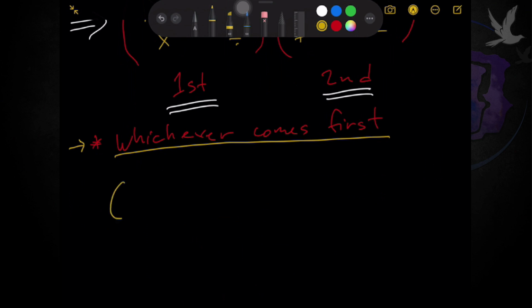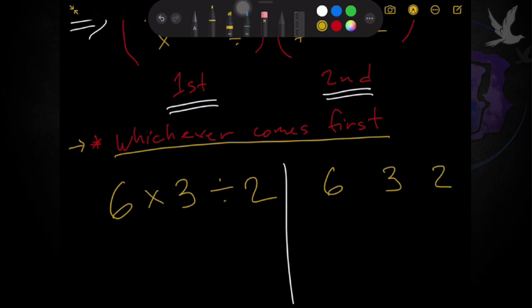Okay, let's say we have 6 times 3 divided by 2. Using the same set of numbers, no? We are still going to make use of the numbers 6, 3, and 2. But this time, we are going to interchange their signs: 6 divided by 3 times 2.